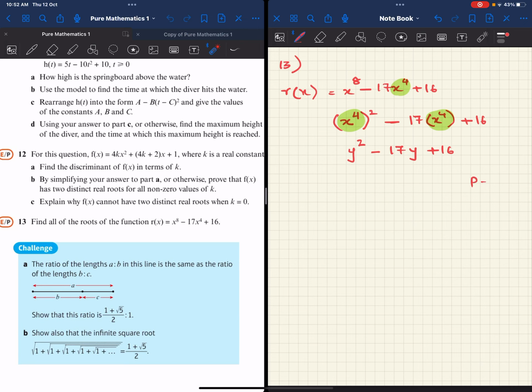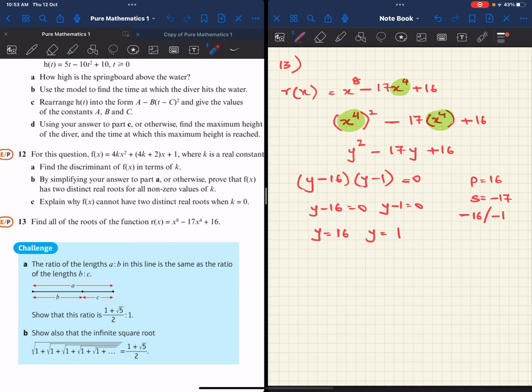Now my product is positive 16. My sum is negative 17. So my numbers are minus 16 and minus 1. So my factors are (y minus 16) into (y minus 1). Now since I want to find the roots, I have to equate this to 0. So I have y minus 16 is equal to 0, y minus 1 is equal to 0. Therefore y is equal to 16, y is equal to 1.